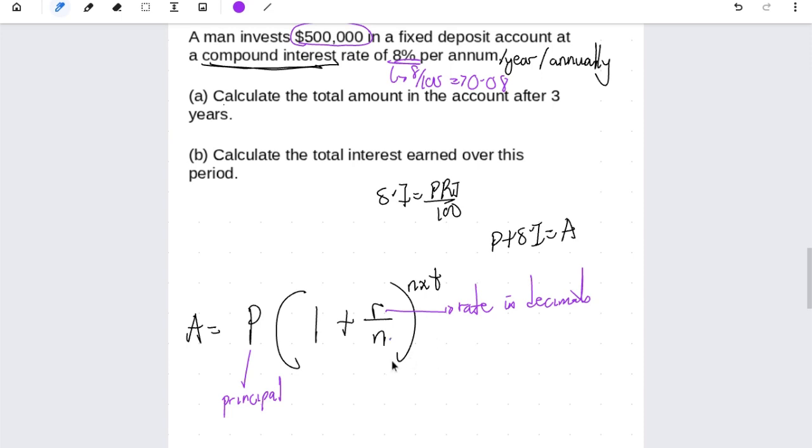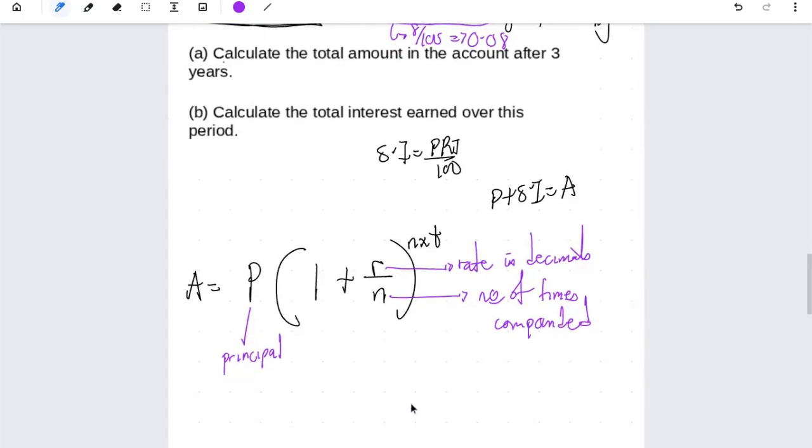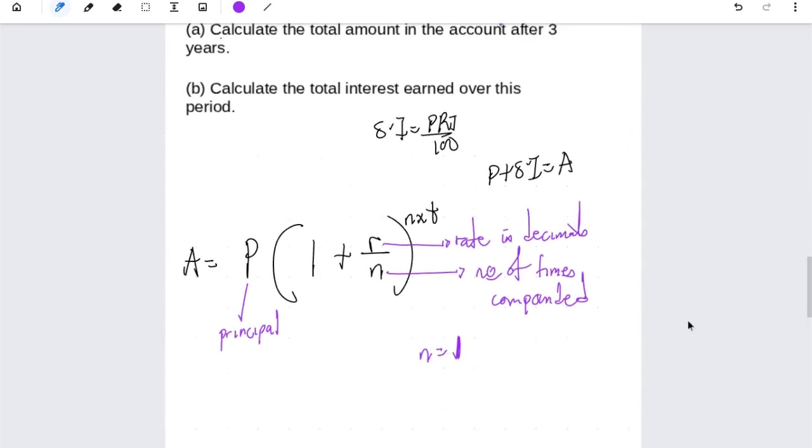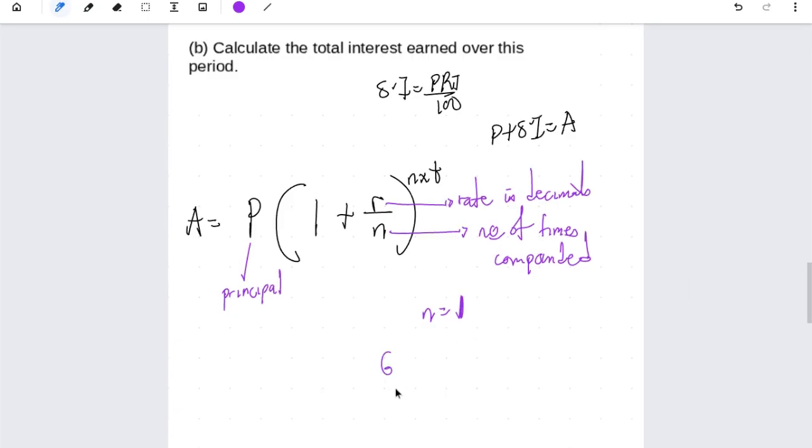Now your N is going to be the number of times compounded. So this will depend on the question. If you look at this question, they said a compound interest rate of 8% per annum. That's every year, so it means that it's compounded once a year. Supposing they said it was at a compound interest rate of, let's say, every 6 months, that's twice a year. In that case, N is going to be 2.